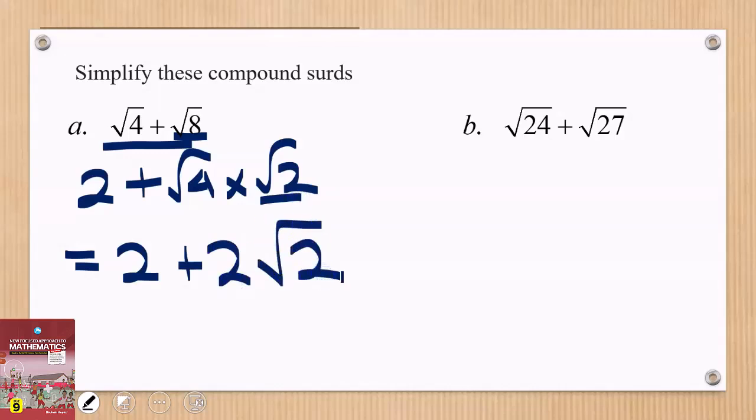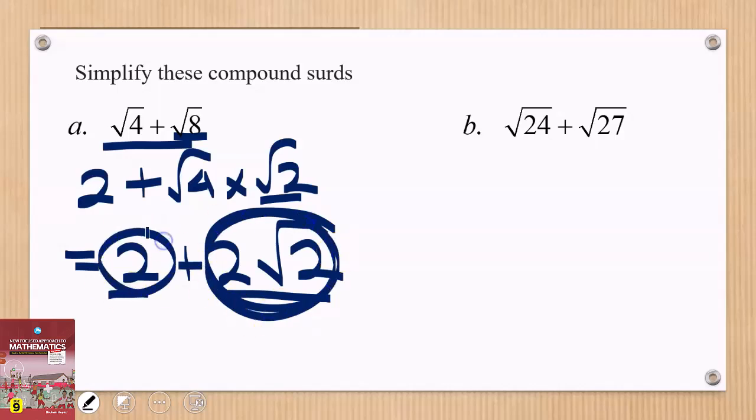Now, very soon, in our next lesson, we will learn that some surds can be added. But here, can we write our final answer as 4 root 2? No, because the 2 is attached to the root, and together that becomes an irrational number. So we can't add an irrational number to a rational number. That is not possible. So this will be the lowest form of the surd.